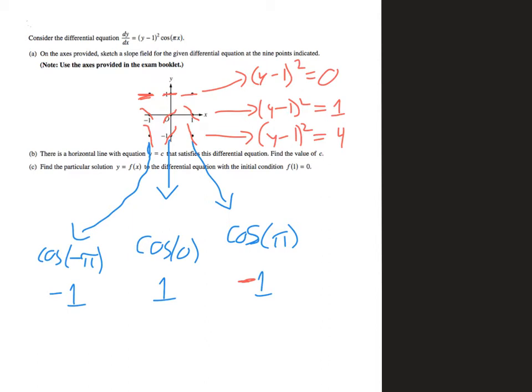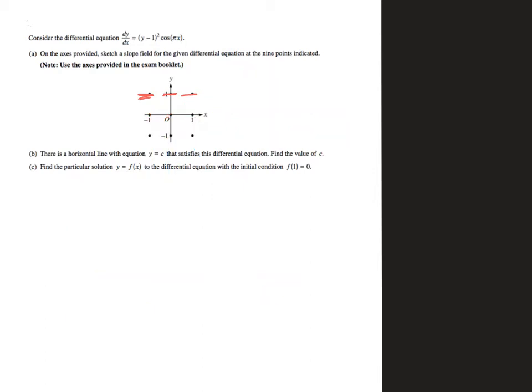Okay, so let's get all of this junk out of the way. Make sure you write that down, and then we'll go on to part B. Gone. Okay. So part B, there's a horizontal line with equation y equals c that satisfies the given differential equation. Well, first of all, if the line is horizontal, that means that the slope must equal 0. So dy/dx must equal 0.